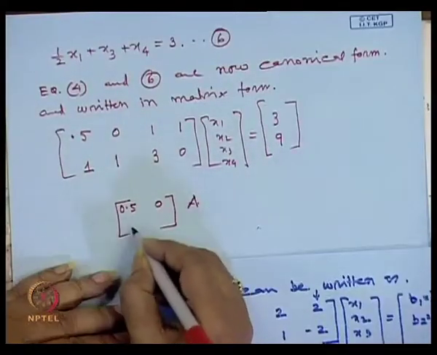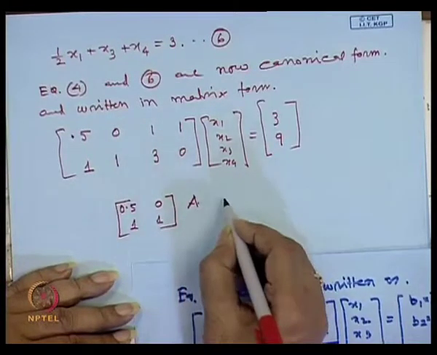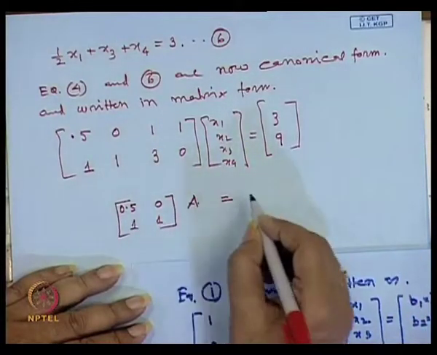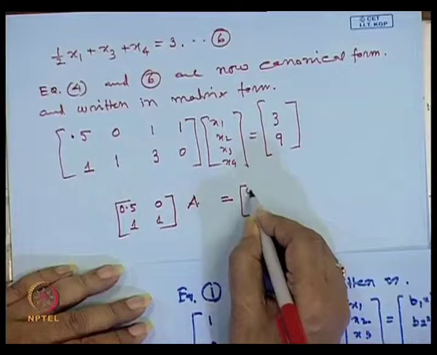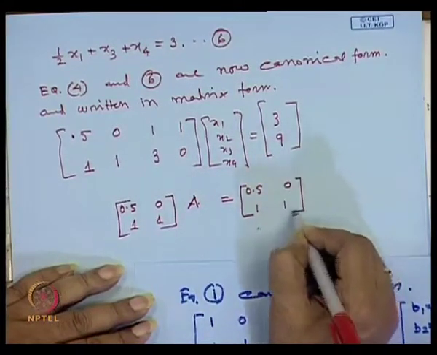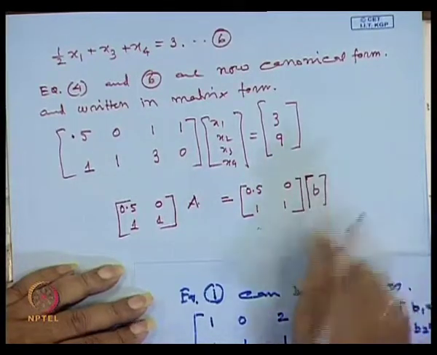So, what is this added? 1 and 1. So, this A is equal to, both sides you have to multiply by that equation, A is equal to 0.5, 0, 1, 1, and this is equal to your B. Now, I will write our A matrix.